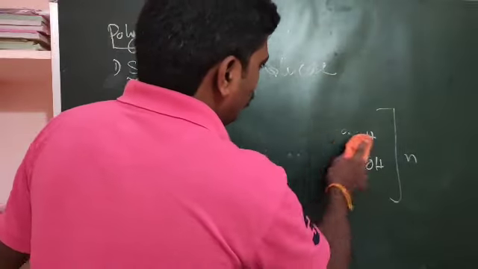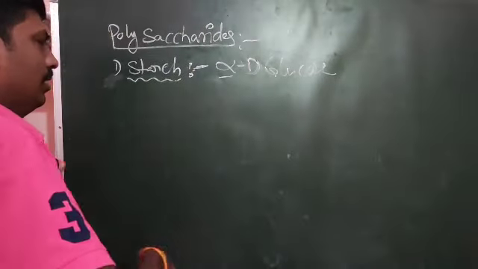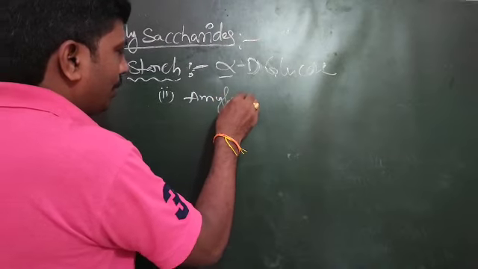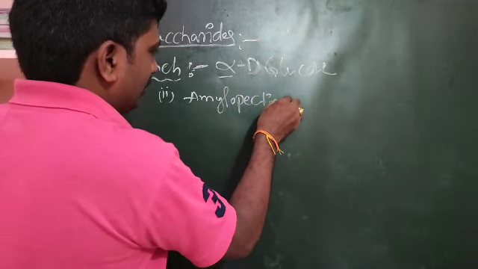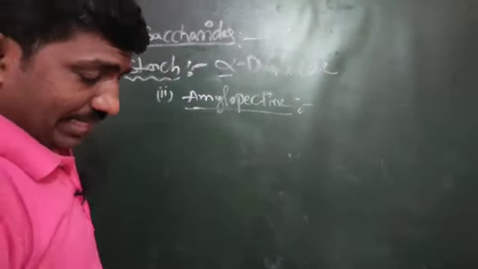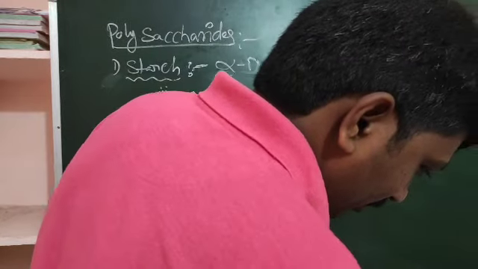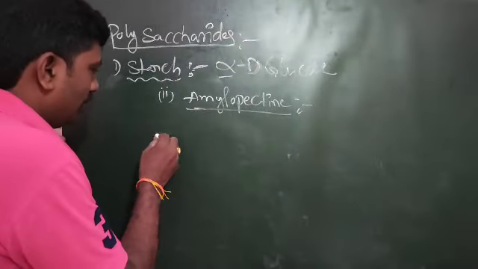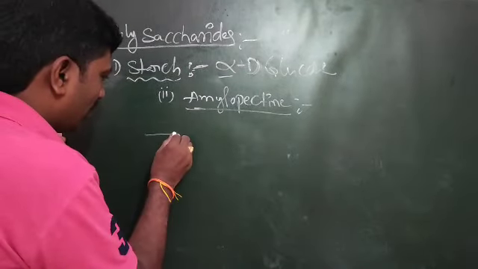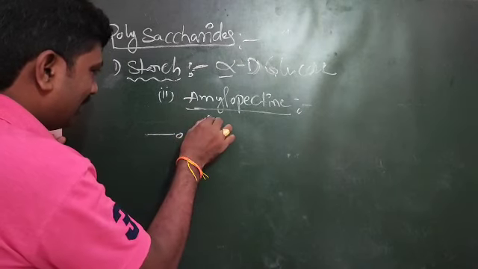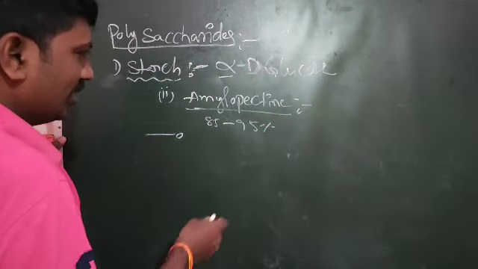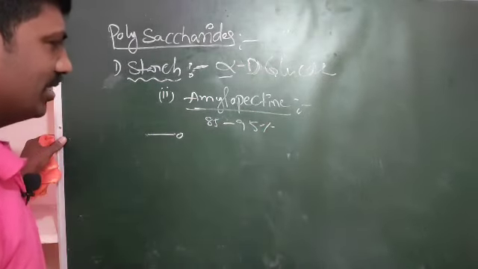Next, amylopectin, the second one in starch. How is the amylopectin structure? Amylopectin is also insoluble in water. It is present in 85 to 95% in starch.